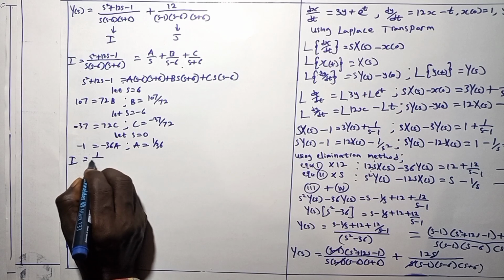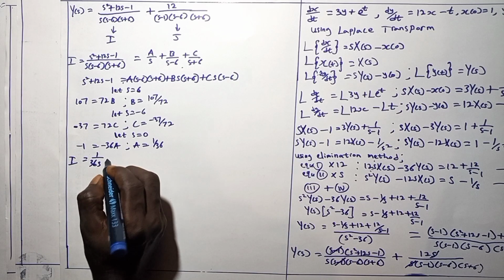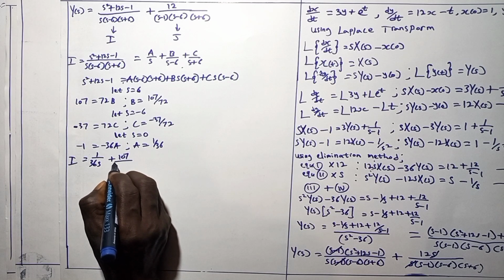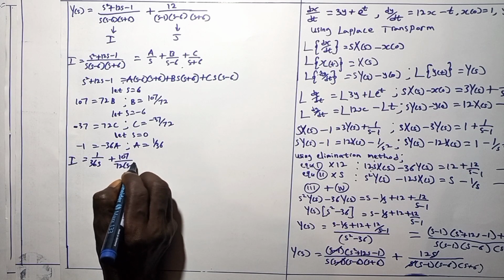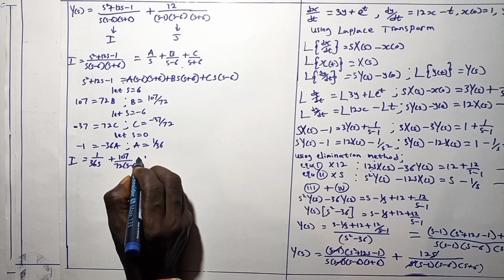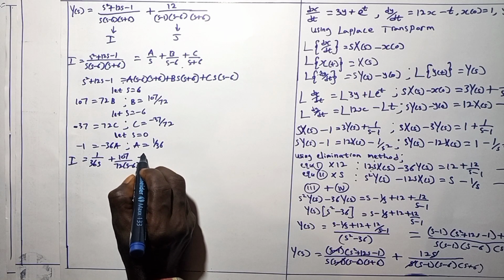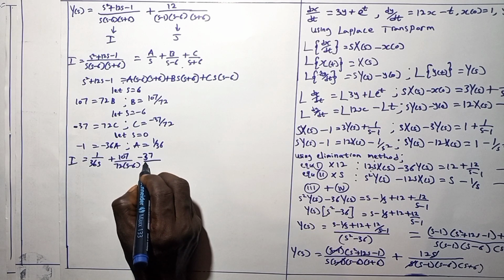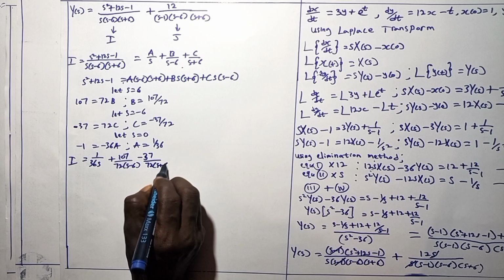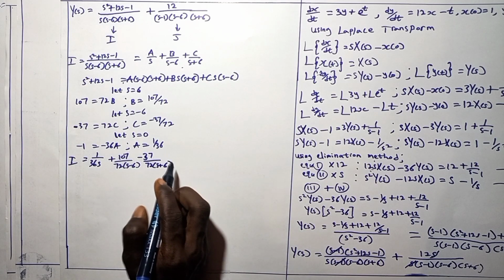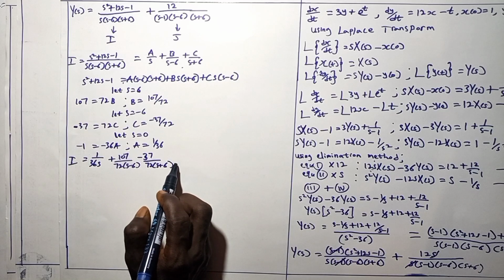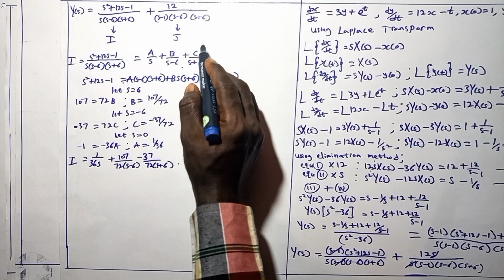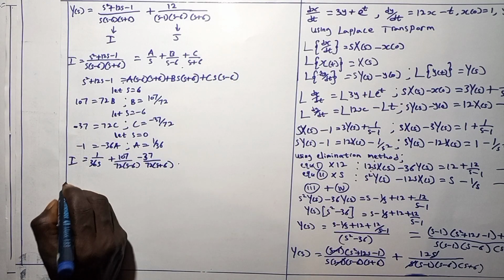So we have 1 over 36s plus 107 over 72(s minus 6). Then our C is minus, so minus 37 over 72(s plus 6). So this is the value for our I, for this first fraction. So now let's get this second fraction as well. So let's split it out. For J now, same thing.